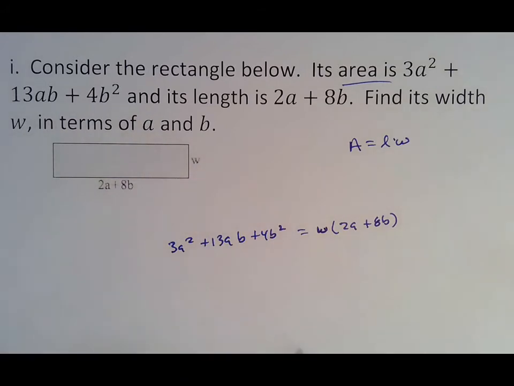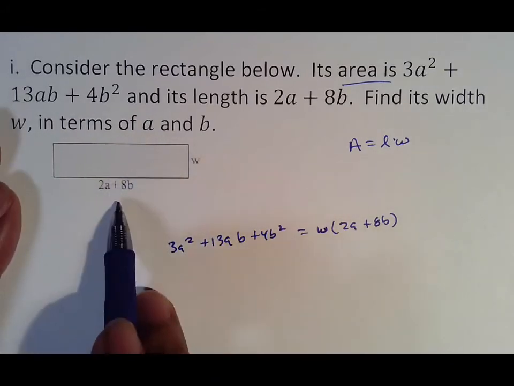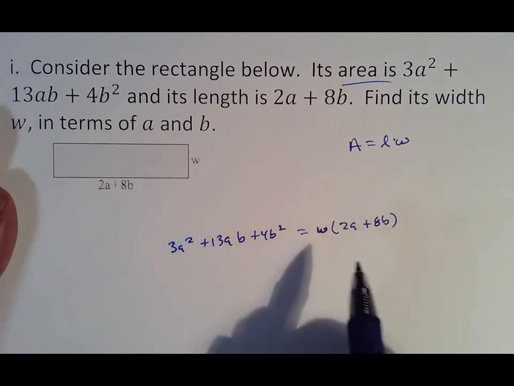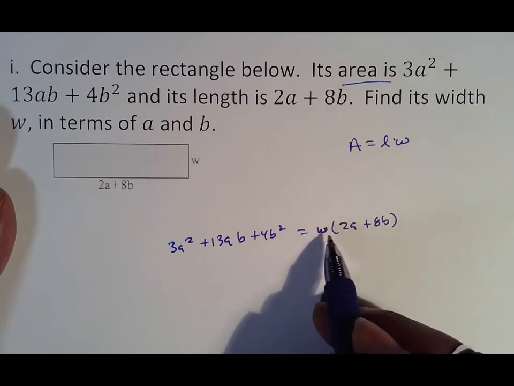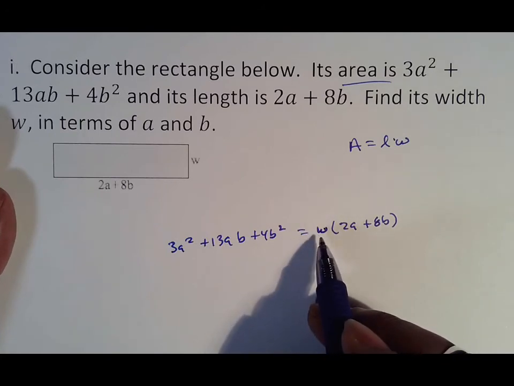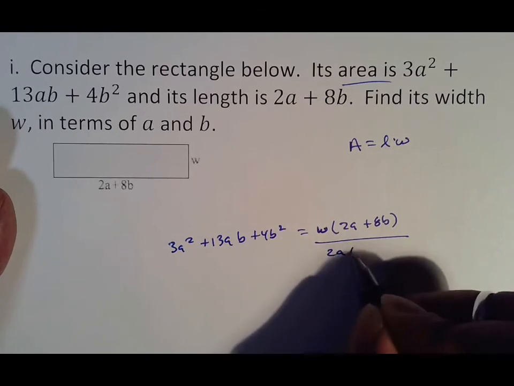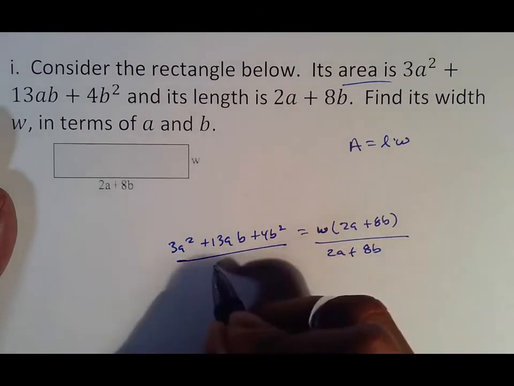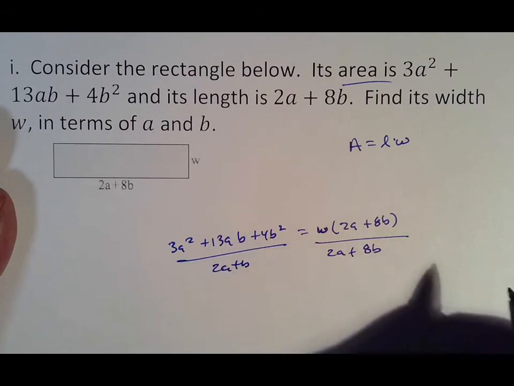But the thing is, if I would have multiplied and put 2AW, 8BW, I would have made it worse, because the only W in this problem is here, which means that if I want W by itself, I would just divide by 2A plus 8B.